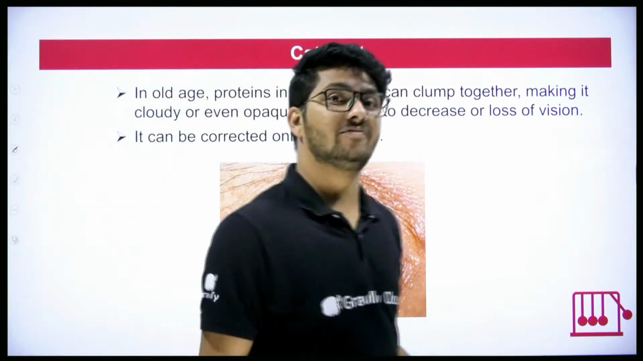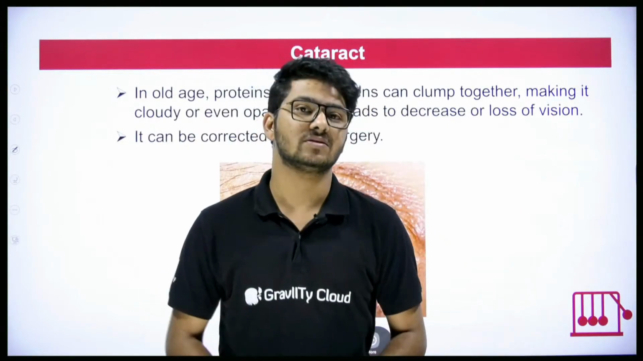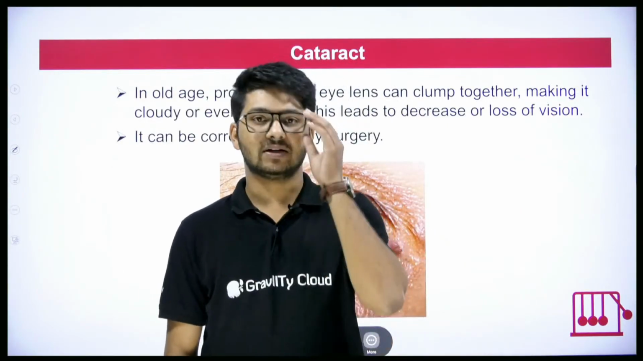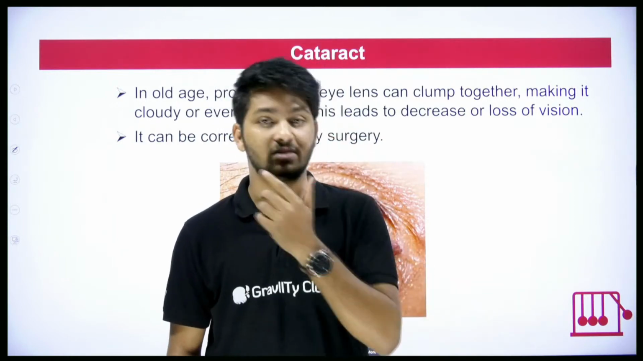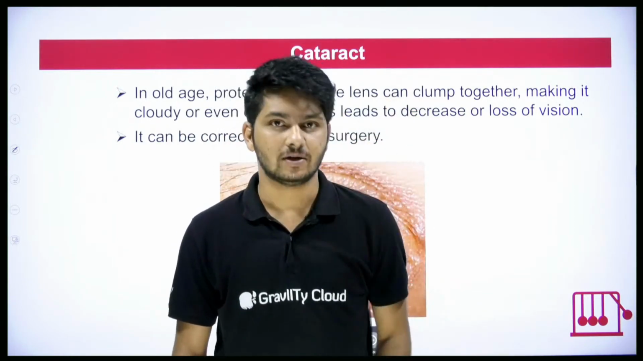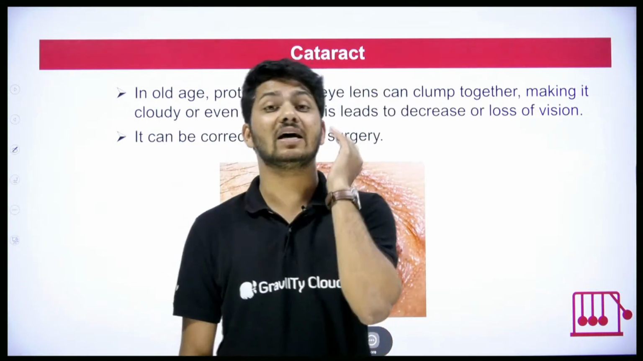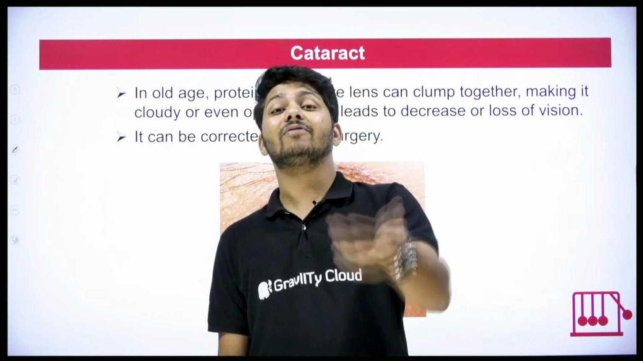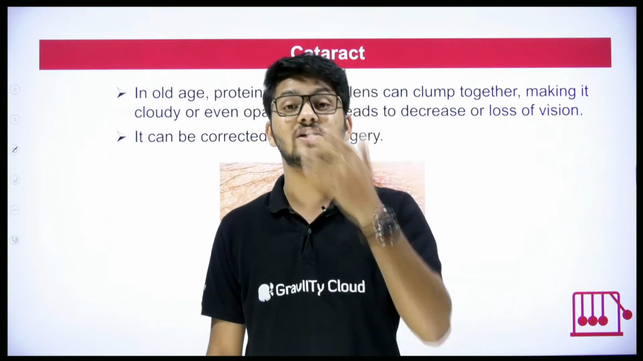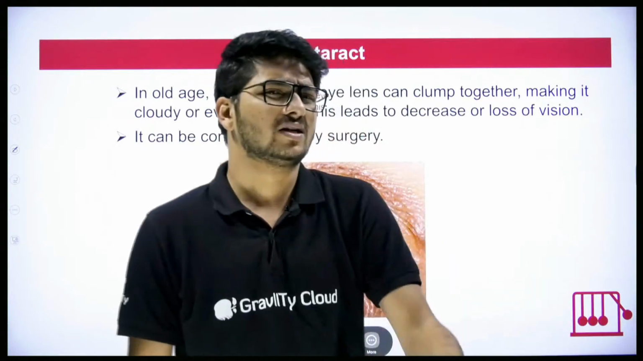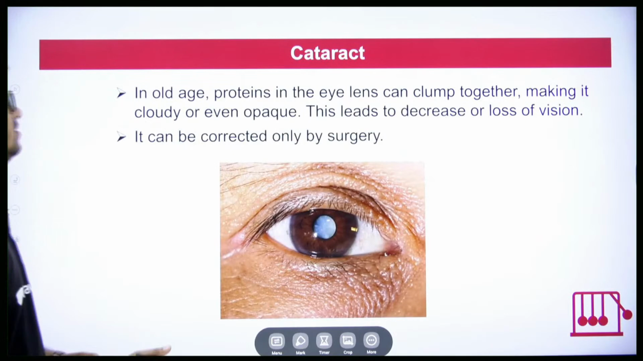Then there is another defect called cataract. That is completely something else. Here what happens is, on your eyes itself, there will be a layer formed. A layer will be blocking light from entering the eyes. That layer formation is nothing but cataract. What is that layer? That layer is a lump of proteins.